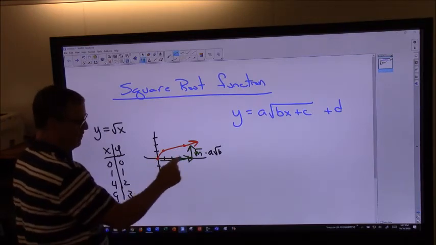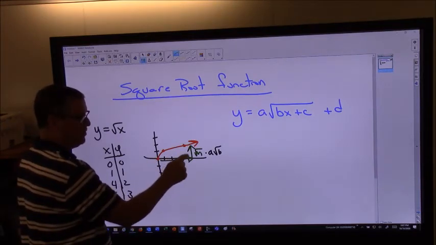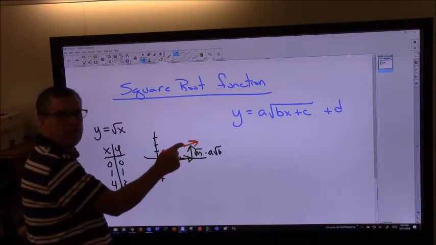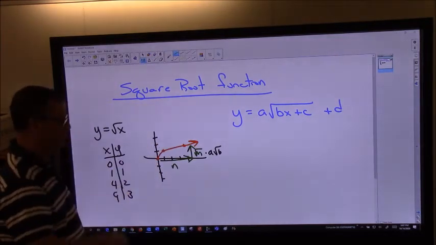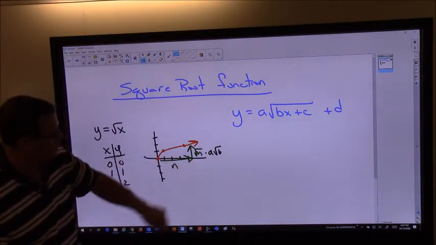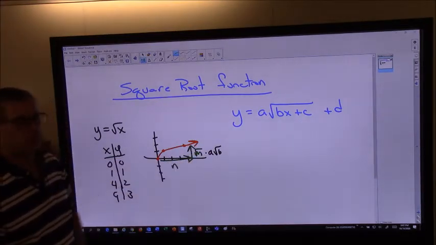So if I went over 4 units, square root of that's 2. Well, now I got to go 6 times farther, so 6 times 2 is 12. I'd have to go up 12 units to find another point. That's what we mean by this piece right here. Okay, we'll do some examples with it in just a minute.